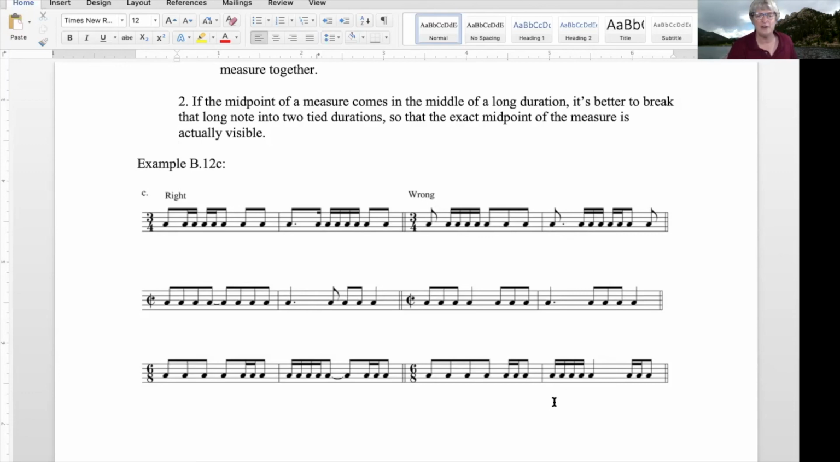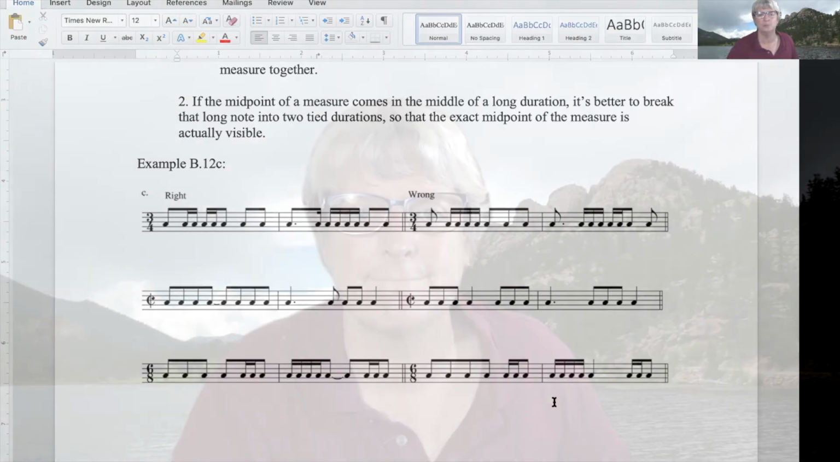Now, if you don't have very many notes in a measure, for instance, if you were in 2/4, having a pattern like eighth, quarter, eighth, eighth, quarter, eighth would probably be fine. You wouldn't need to break that quarter note into 2 eighth notes, and doing so might even be confusing. But if you're going to have a larger number of notes in a measure, it's definitely a good idea to show the midpoint of the measure.